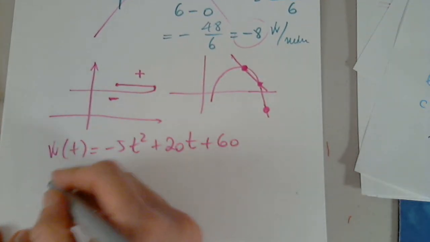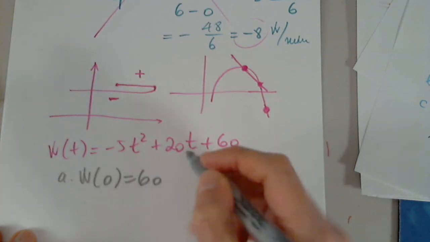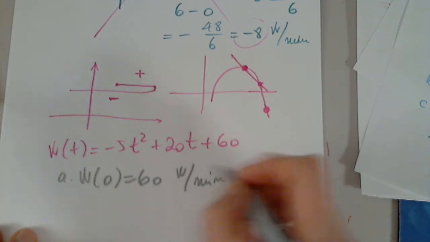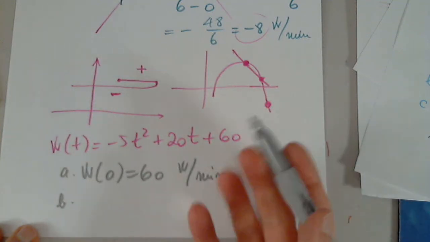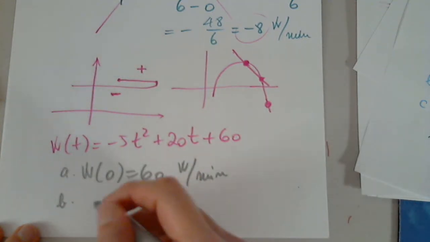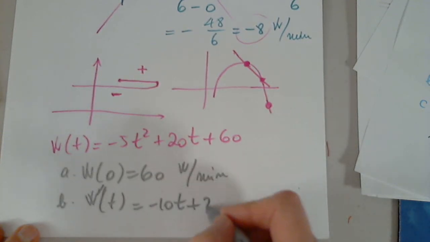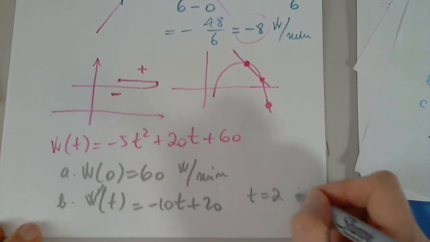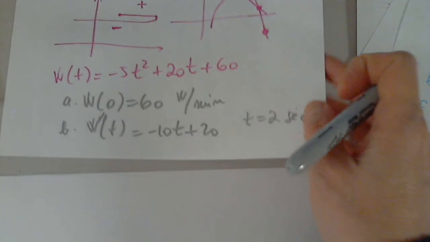Good. So the speed at 0 is still 60 words per minute. The maximum, still maximum, and I'm not going to write it again. It's a quadratic function. It has to have a maximum. So W prime of t is -10t plus 20. So then t will be 2 seconds. And we know that that will give a maximum for sure.